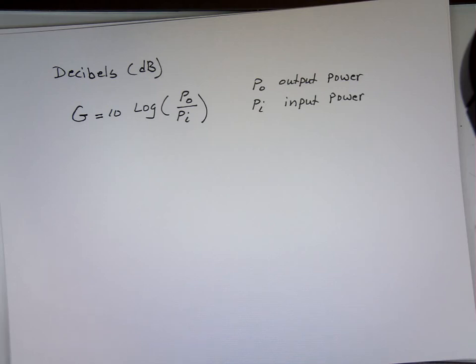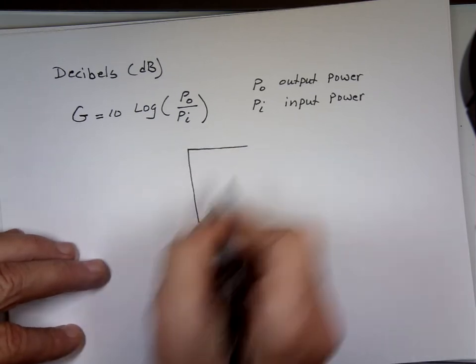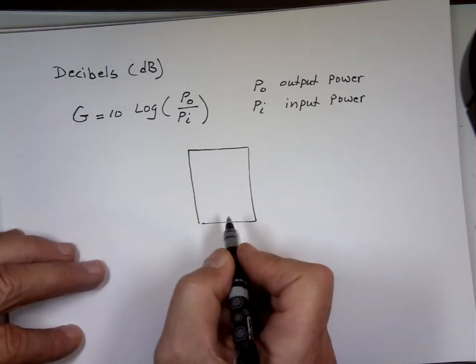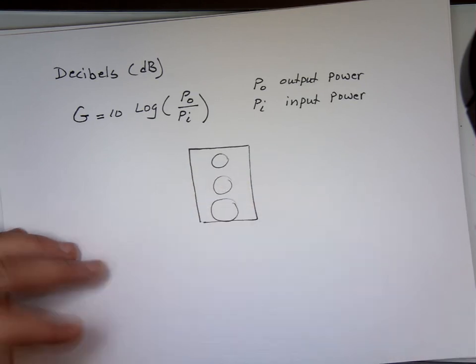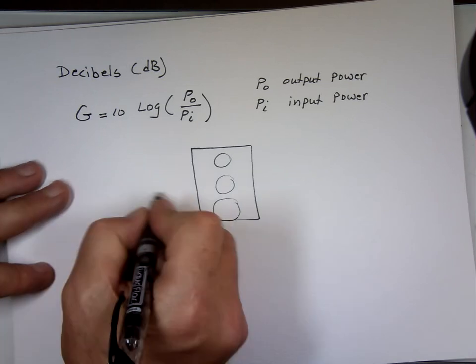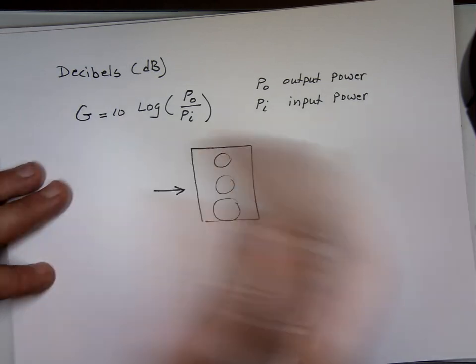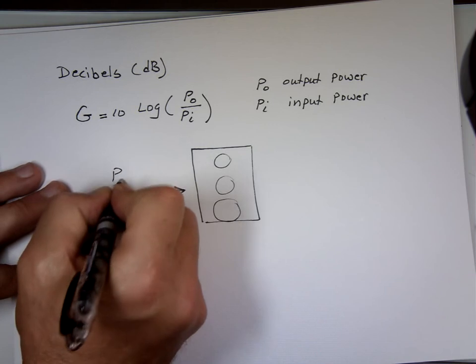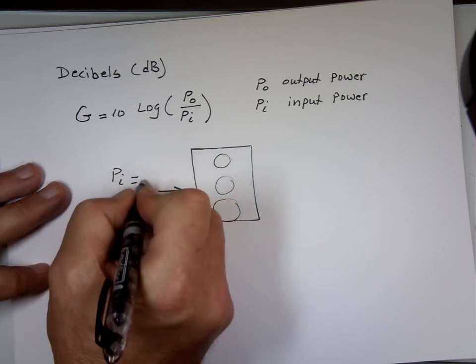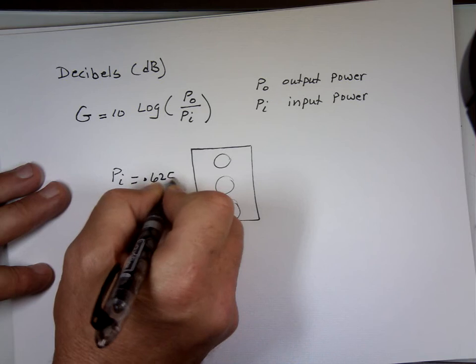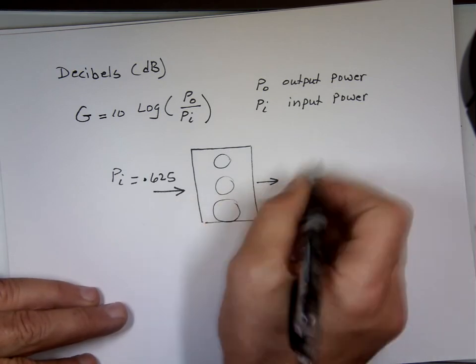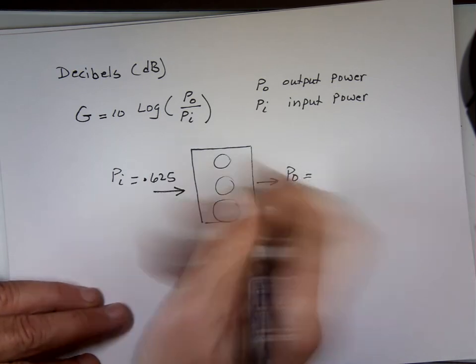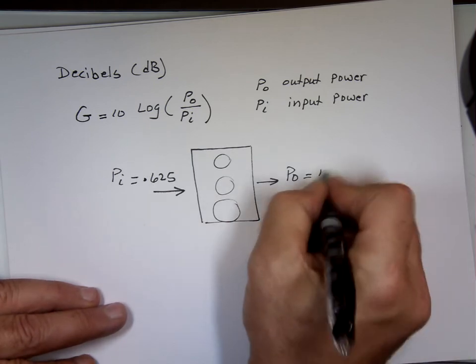Let's say we have this speaker here. It's a fancy speaker. Bose is a good name. That's our speaker. We put a small amount of power going to it, the P input equals 0.625. It's not even 1 watt. And we can get output power, I'm not going to make it that much, 15.8 watts.